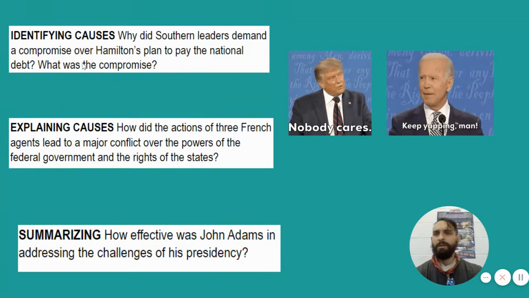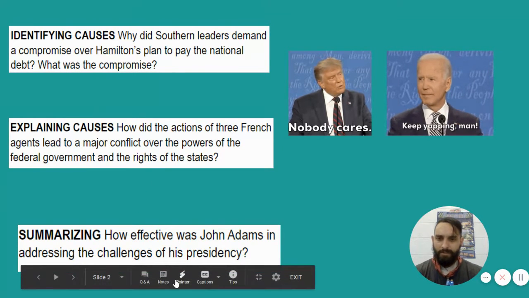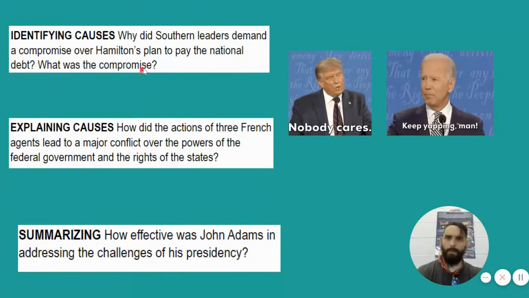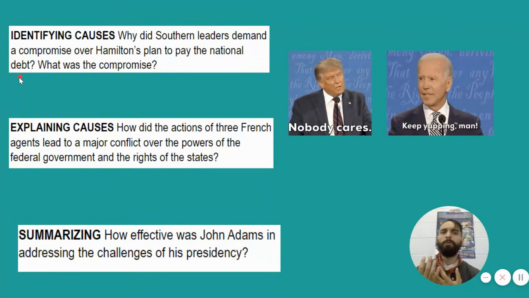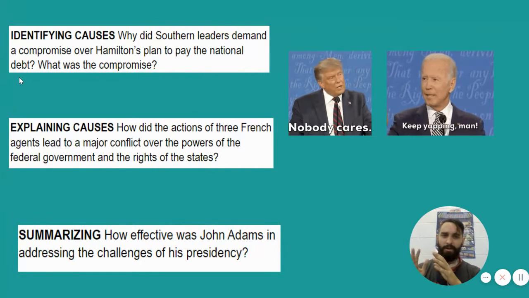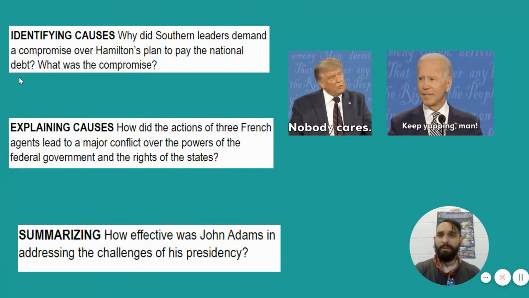So first, a couple questions to keep in mind as we go through this. Why did Southern leaders demand a compromise over Hamilton's plan to pay for the national debt? What was the compromise? Why were the Southerners upset? Remember, keep in mind the difference between a loose reading of the Constitution and a strict reading of the Constitution. And also think about how the tariffs would affect it and how the economies were different in the North and the South. That plays a role in it.